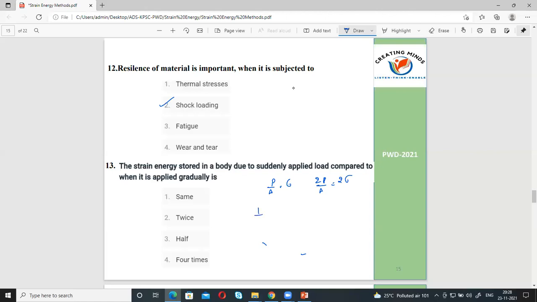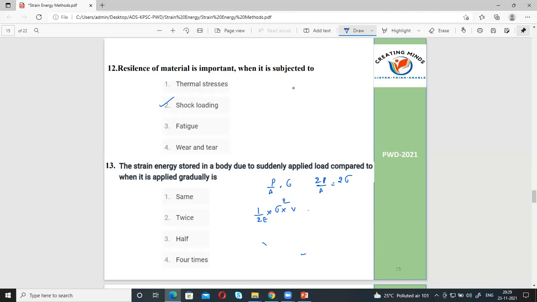So what is the strain energy? Half into stress square into volume, right? Sigma square by 2E. If you substitute this, what is the ratio, sudden to gradual? For gradual, this is the same equation. For sudden, if you apply this, you are getting 2 extra: 2 sigma square.